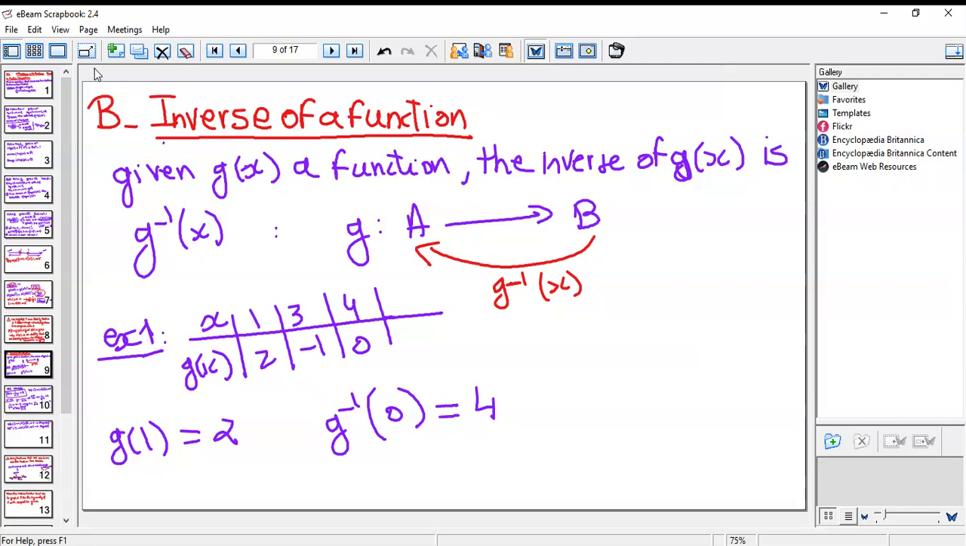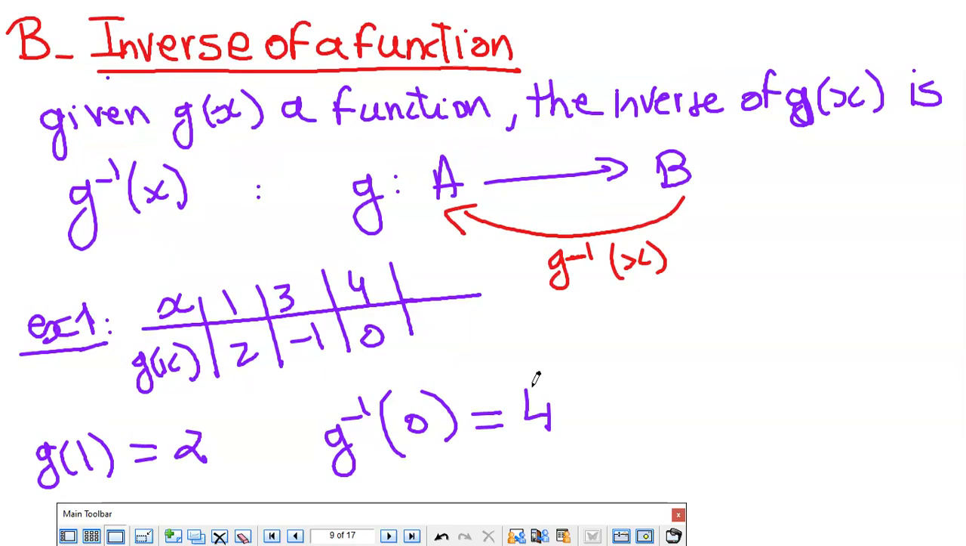So now this is the second part of this chapter. It's inverse of a function. What does it mean, inverse of a function? How are we going to calculate it and how are we going to graph it? And does an inverse of a function exist all the time, or are there some conditions? We will see in this video.